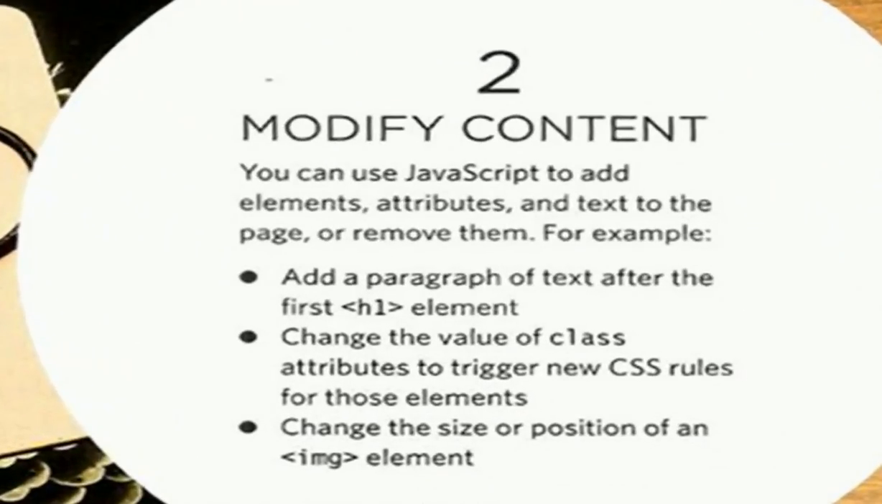Now let us see what modifying the content means. Modifying the content means we can use JavaScript to add elements, attributes, and text to an HTML page, or we can remove them. For example, by using JavaScript, we can add a paragraph of text after the first H1 element. And also by using JavaScript, we can change the value of class attribute to trigger new CSS rules for those elements. And finally, by using JavaScript, we can change the size or position of an IMG element.